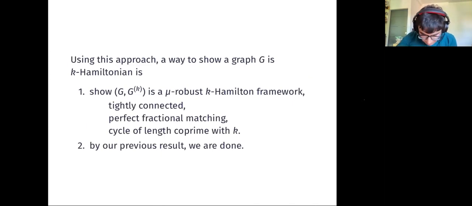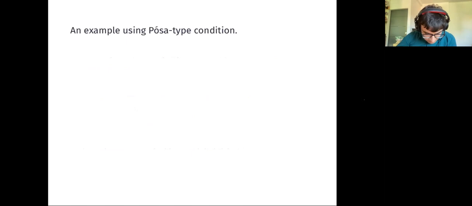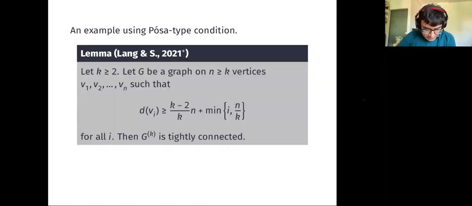For instance, in this Posa-type condition, as soon as you are given this technical lemma, the proof is quite short. If I were to prove that I have powers of Hamilton cycles, I am given the graph, I am given the cliques of this graph, and I want to show that this is a robust Hamilton framework. So I will have to verify this is a robust Hamilton framework. I need to check the connectivity, the matching, and the cycle.